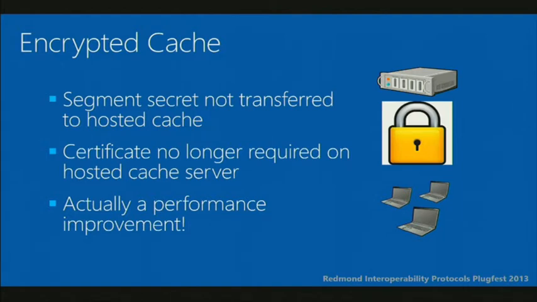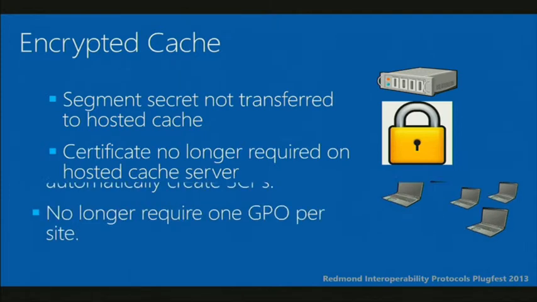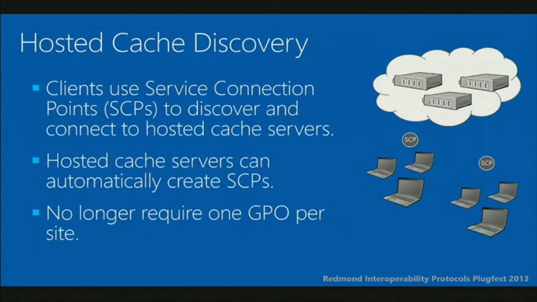So this turns out to be a performance improvement because previously we were getting the segment secret, decrypting it, and storing it decrypted on disk. And then when a client came and requested it, we would have the segment secret that we still had stored, re-encrypt it, and send it to the client. Now we just keep it encrypted the whole time. Although that is implementation specific to Windows.